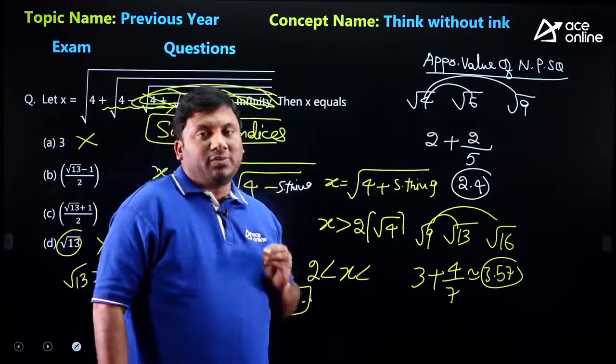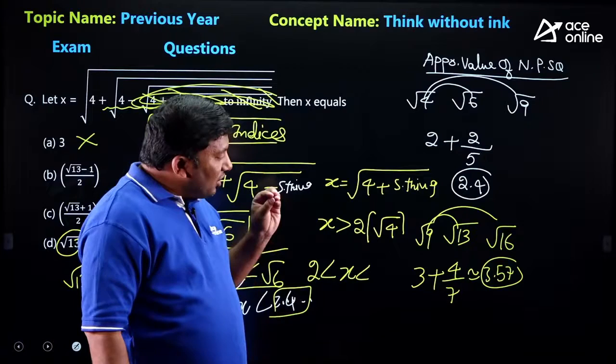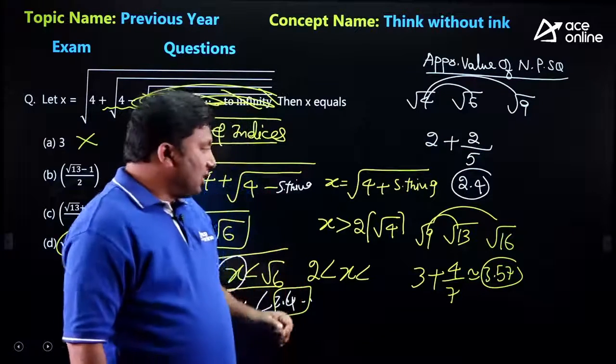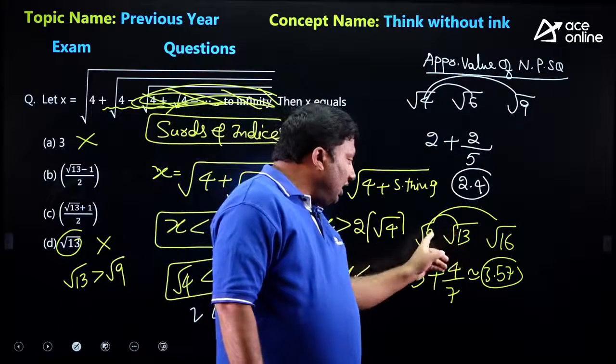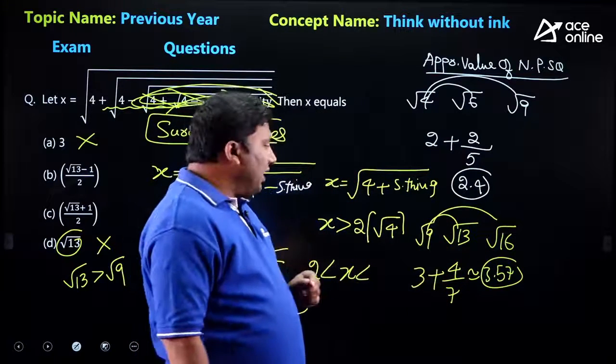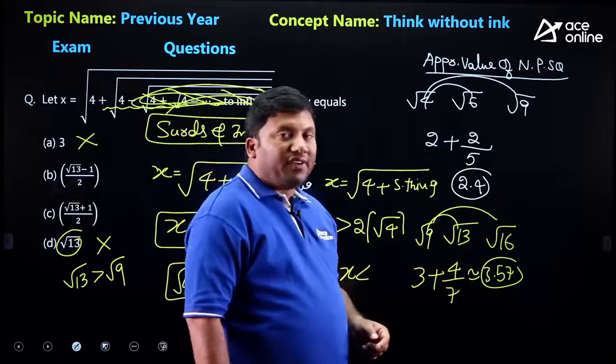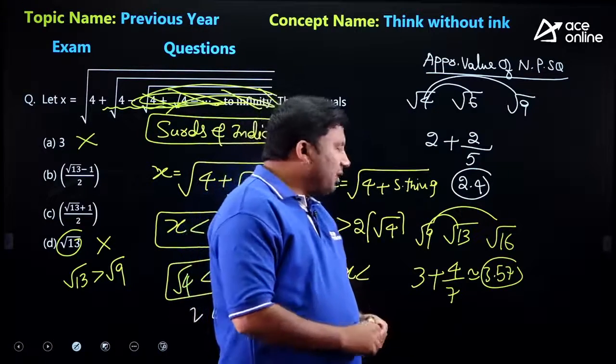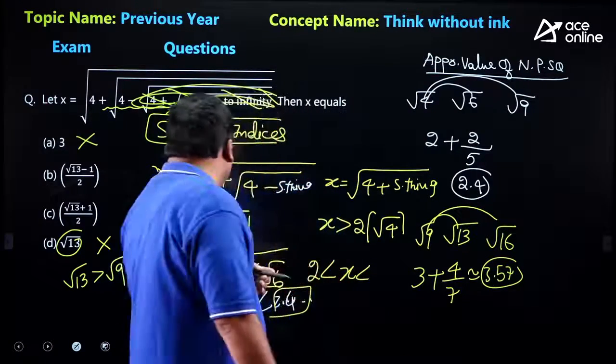Root 13 lies between which two perfect squares? Root 9 and root 16. 3 plus, the difference of 13 and 9 is 4, and the difference of 16 and 9 is 7. So 4 by 7, 7 5s are 35, 7 7s are 49. That means the answer is around 3.57.